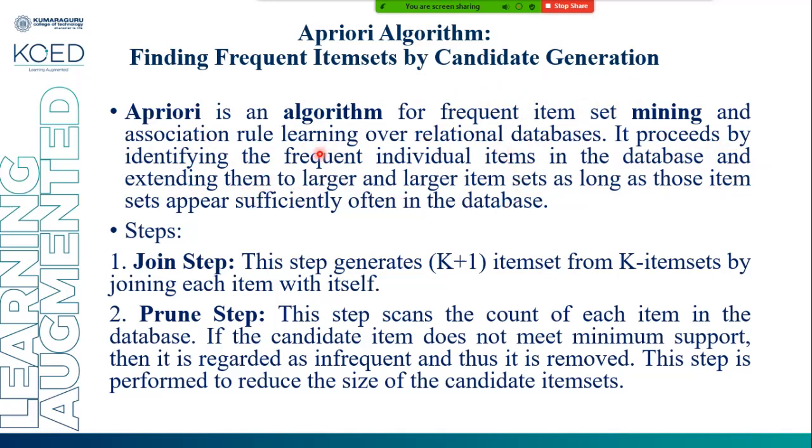So you have to find the frequent item sets first in small numbers, for example, one item set, two item set, and three item set. In this way, you extend them to larger item sets as long as those item sets appear sufficiently often in the database. The Apriori algorithm contains two steps: one is a join step, and another one is a prune step.